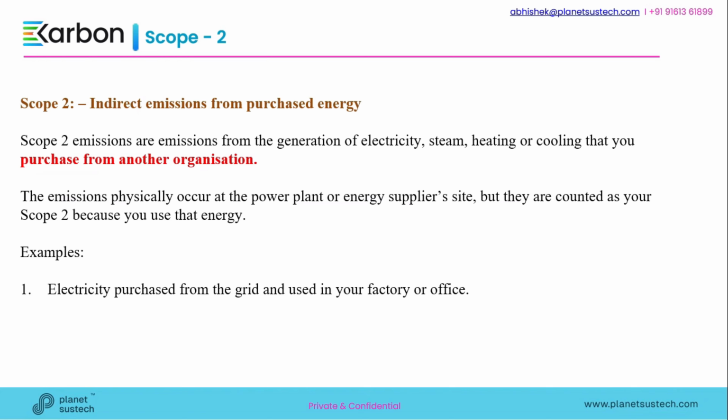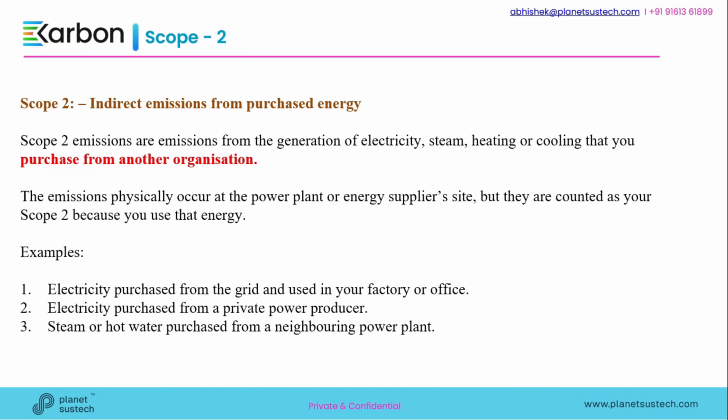Examples: electricity purchased from the grid and used in your factory or office. Electricity purchased from a private power producer. Steam or hot water purchased from a neighboring power plant. Chilled water purchased from a district cooling system.